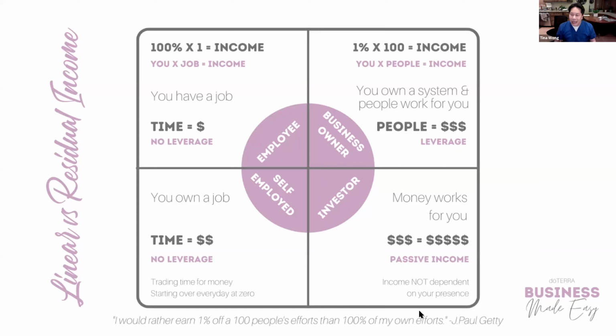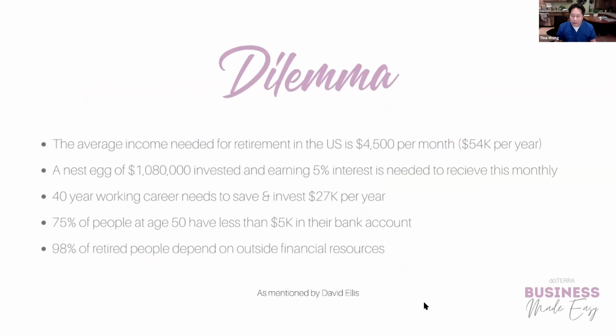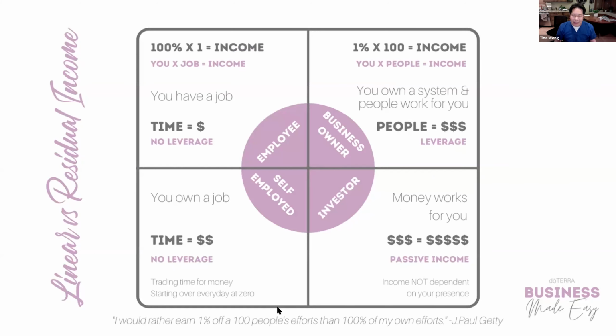And so J. Paul Getty, you know that millionaire? He said, I'd rather earn 1% off 100 people's efforts than 100% effort on my own. Now, this is maybe a little different than America because we're like mavericks and we want to depend on ourselves.